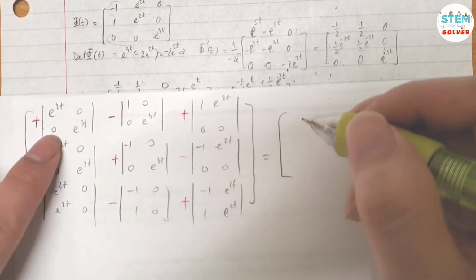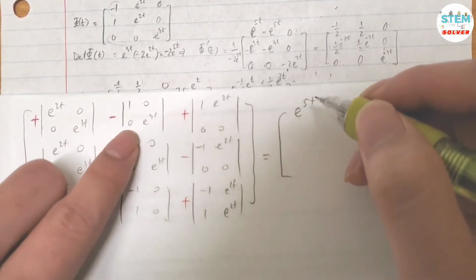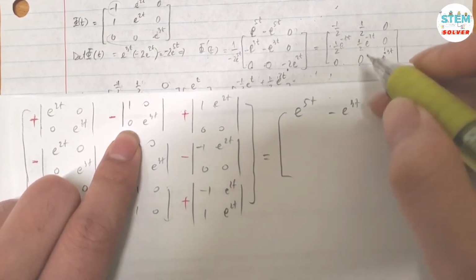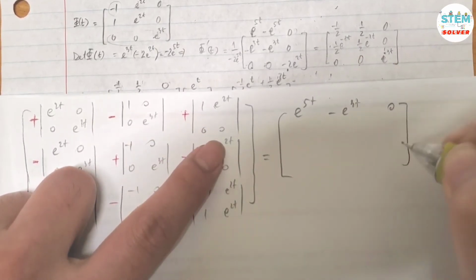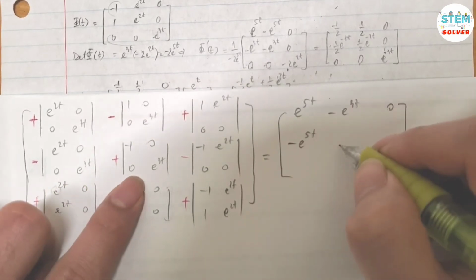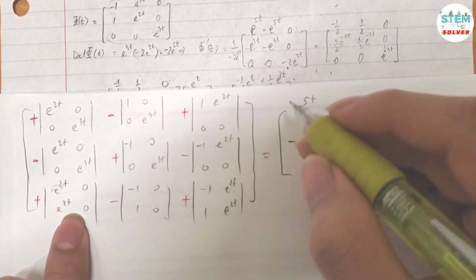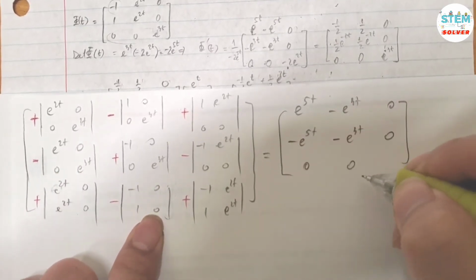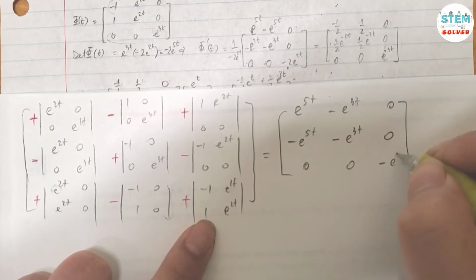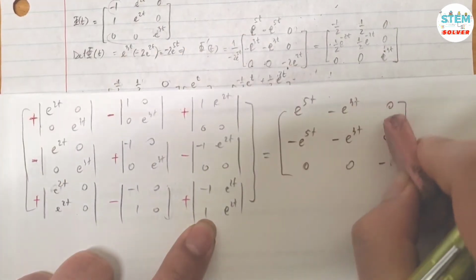For this one, find the determinant. It gives you e to the 5t. For this one, it gives you negative e to the 3t. This one, 0, of course. Now for this one, you have negative e to the 5t. This one, negative e to the 3t. This one, 0. This one, 0. This one, 0. This one, negative e to the 5t. No, negative 2e to the 2t.